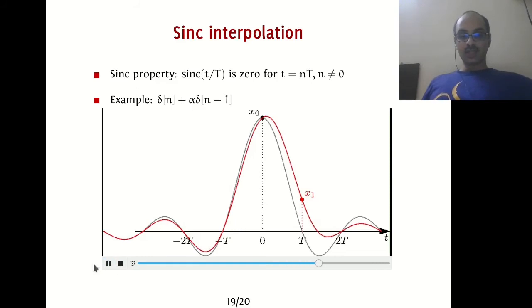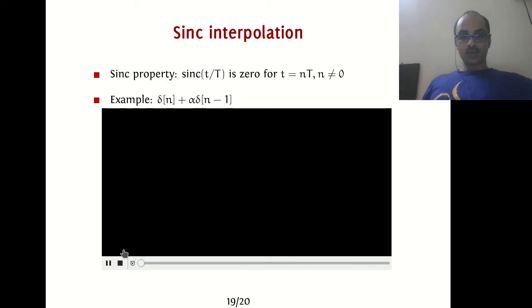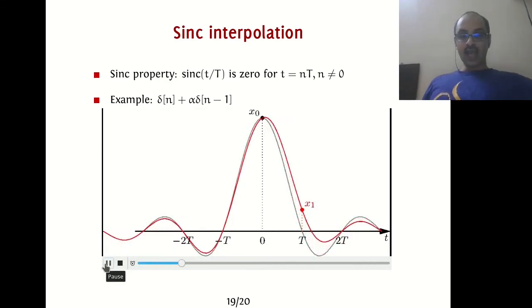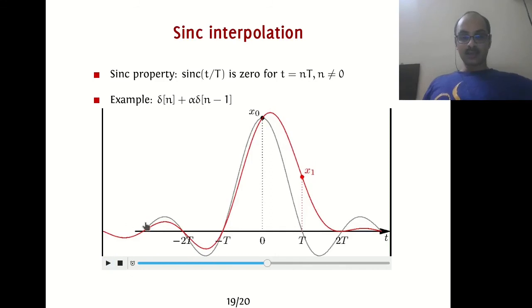So I'll just go through it once again. If you look at it again, as you change x1, notice that there are some deviations over here, and deviations over here, and so on. But exactly at integer multiples of T, because of the properties of the sinc, they do not affect the other values. So in this case, it's like delta[n] plus alpha delta[n minus 1], where x1 is the value alpha.